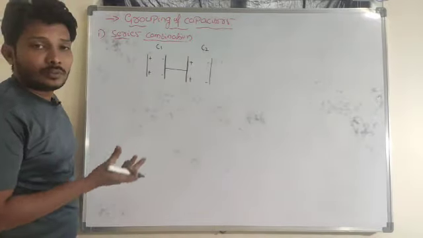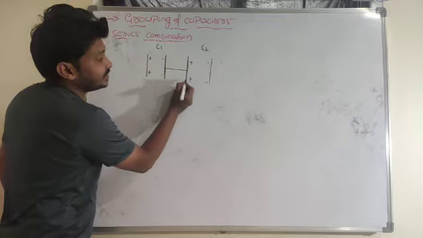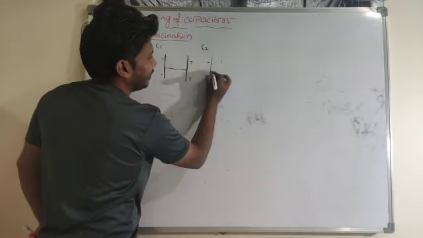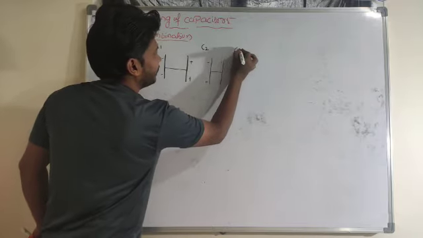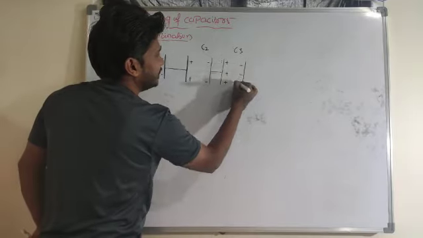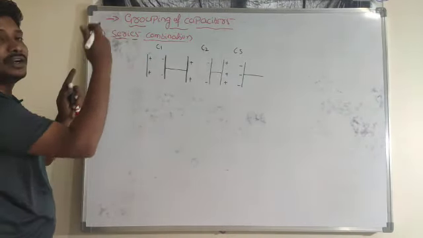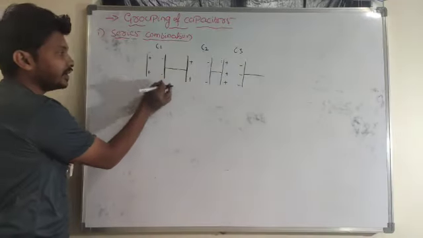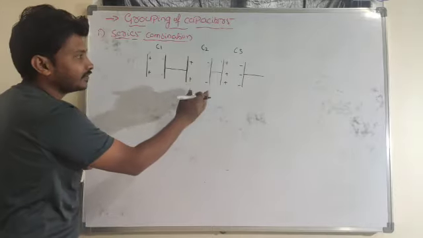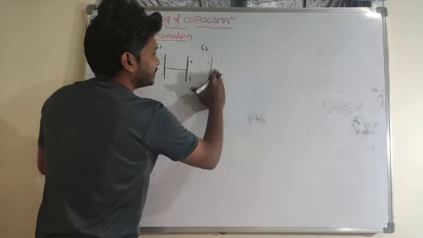How will you make that series connection here? The negative plate of the first capacitor is connected to the positive plate of the second capacitor. In a similar manner, I will consider one more capacitor, C3, with a positive and a negative plate. In a series combination, that is an end-to-end connection, the negative plate of one capacitor is connected to the positive plate of the other capacitor. Such a combination I will take as a series connection.